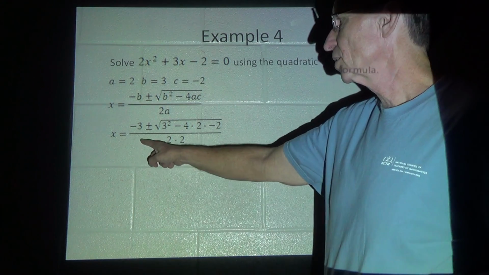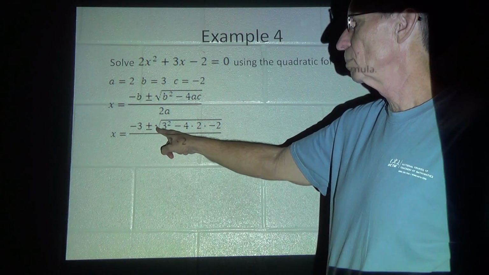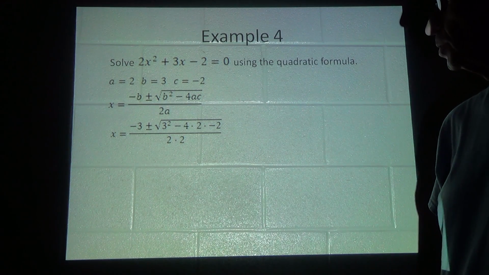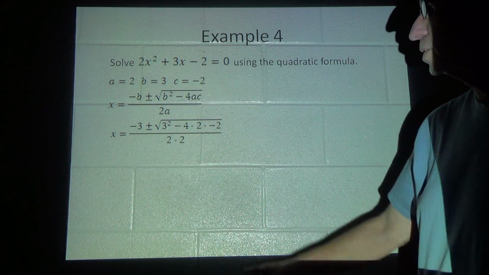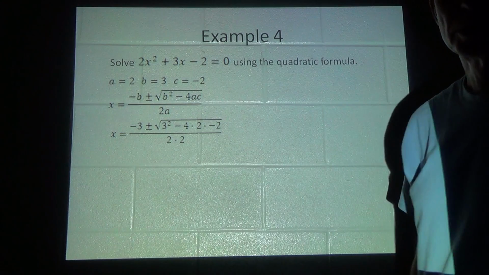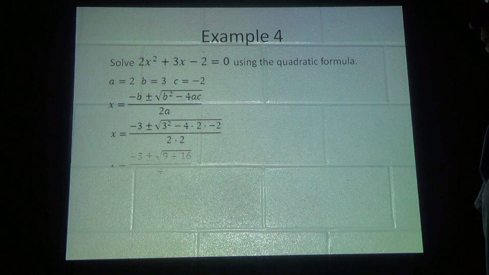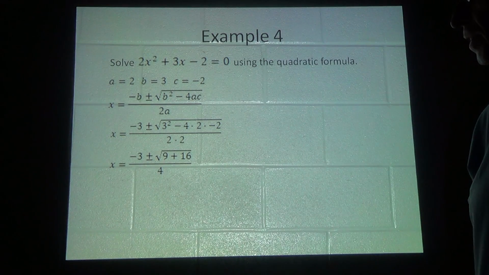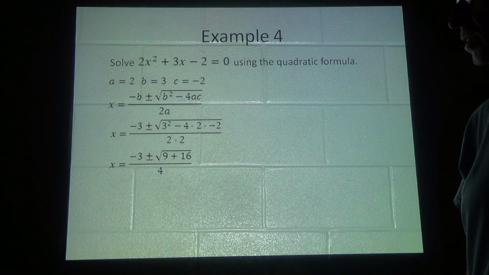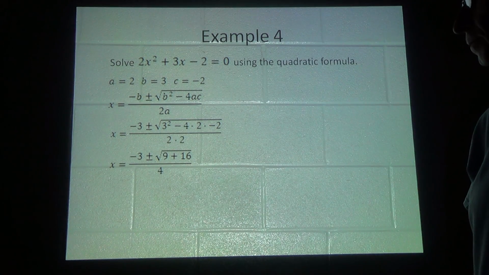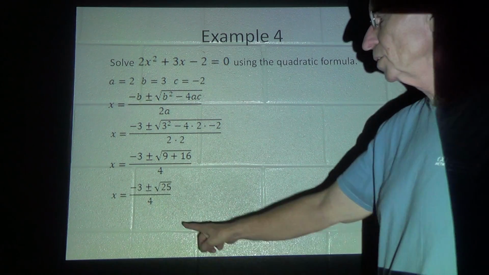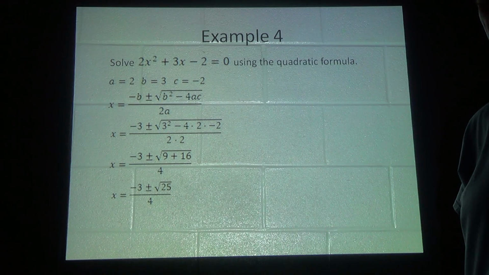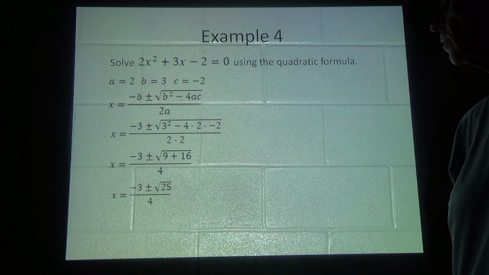So we're going to substitute these in. This gives us x is equal to negative 3 plus or minus the square root of 3 squared minus 4 times 2 times negative 2, all of this divided by 2 times 2. So this gives me negative 3 plus or minus the square root of 9 plus 16, all divided by 4. Simplify a little farther, gives us negative 3 plus or minus the square root of 25 divided by 4.